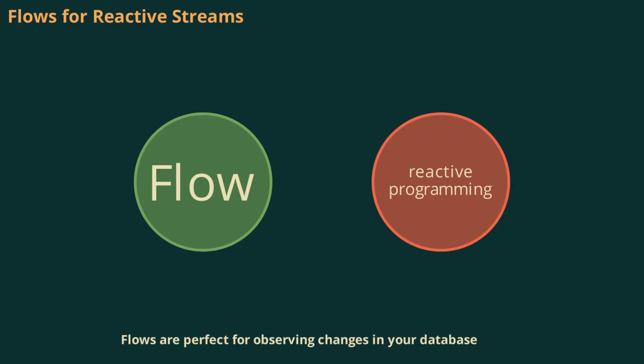Flows are perfect for observing changes in your database, responding to user input, or processing network responses. They work seamlessly with coroutines, making it easy to collect, transform, and combine data streams in your app. This leads to more responsive, interactive user experiences.